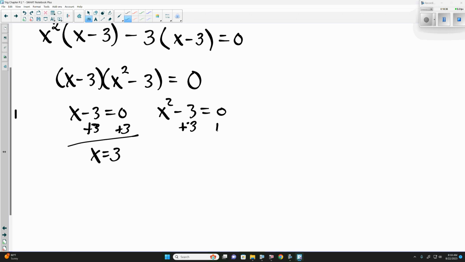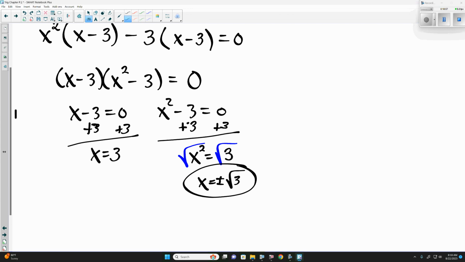Here, the first thing we can do is add 3. So x squared is equal to 3. Take the square root of both sides, plus or minus square root of 3. That's where our other 2 crosses come. We good with this so far? No questions? Okay, I just want to make sure.